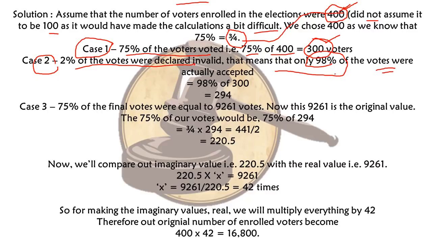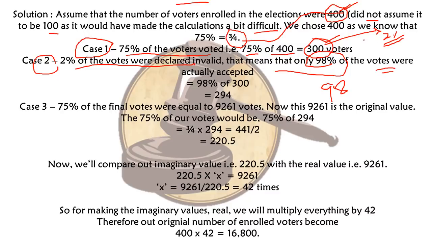What this means is, these 300 people voted, right? These 300 people came to vote, and out of them, 2% of the votes were rejected, maybe due to some problems with the counting machine or the EVMs, something. Okay, so 2% of the votes were rejected. What this means is, only 98% of the votes were counted from these 300 voters, right?